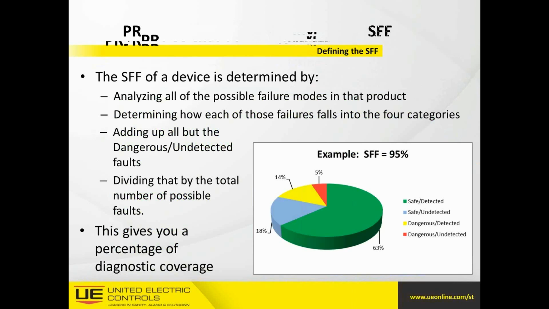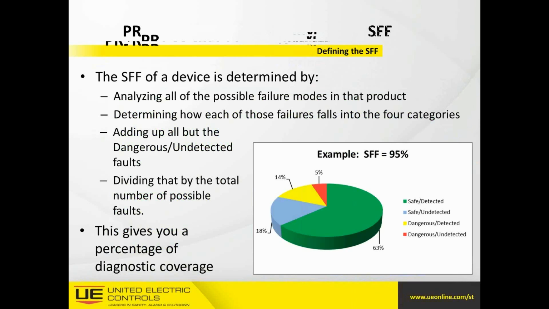So what we're looking at in this case that I have here, if the device you want to use has a safe failure fraction of, say, 92% and a hardware fault tolerance of 0, which means it's a standalone device, you'll need only one for a SIL-2 application. So we see the safe failure fraction falls between 90 and 99%. Hardware fault tolerance is at 0. Then a SIL-2 classification or certification is acceptable for this application.